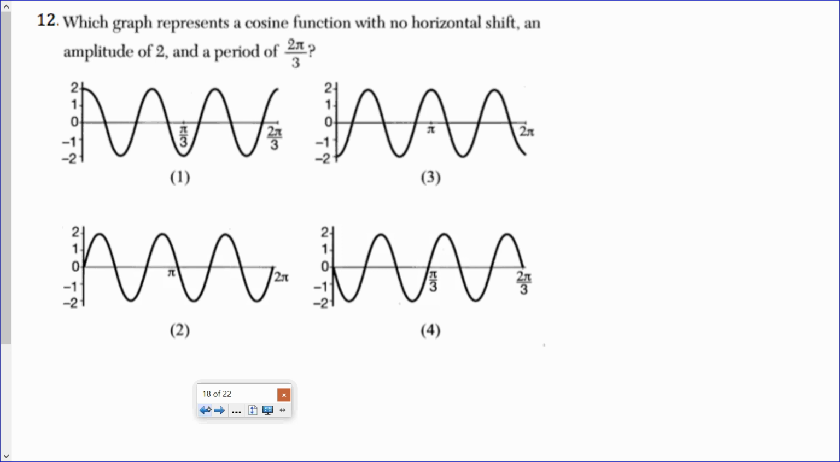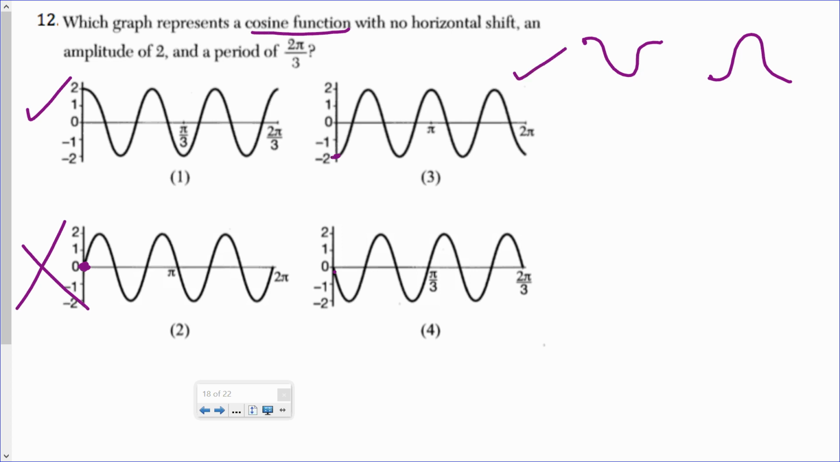And again, I think the best way to get this answer is to eliminate wrong choices. Let's start with the fact that it's a cosine function. It doesn't say if it's positive or negative, so cosine is going to either start at the max or start at the min. So choice 1 is a positive cosine. Choice 2 starts at the midline. That's a sine function, it can't be that. Choice 3 starts at the min, that's a negative cosine. Choice 4 starts at the midline, that's a negative sine. So I'm already down to choices 1 and 3.